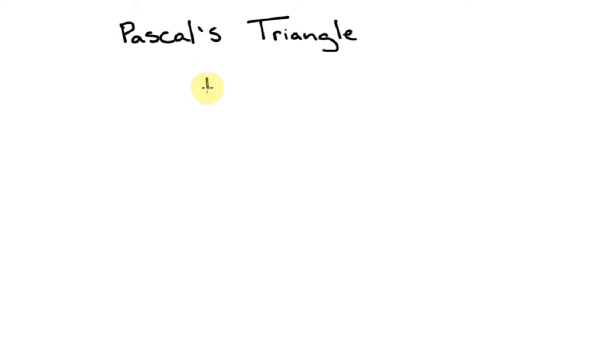It starts like this. You have a 1, then you have another 1 and a 1, and in the next row here we have a 1 and a 1 on the outside. Now to get this number in the middle, you add the two numbers in the previous row that are kind of kitty corner to it. So this would be a 2.